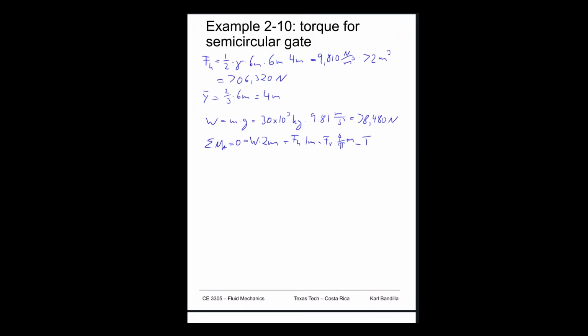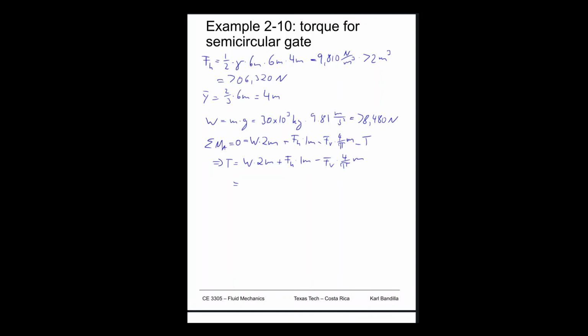So now we know everything in here except the torque, so we can solve for torque, and we're done. So torque is equal to, that was negative, so everything here stays. So we have W times 2 meters plus FH times 1 meter minus FV times 4 over pi meters. And then we can plug stuff in.